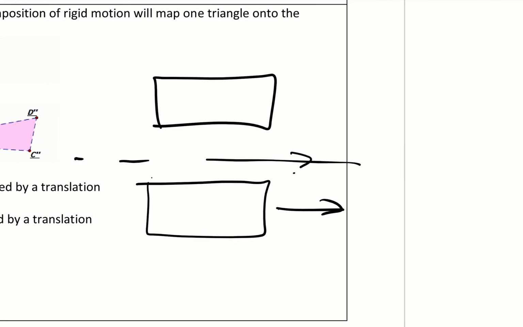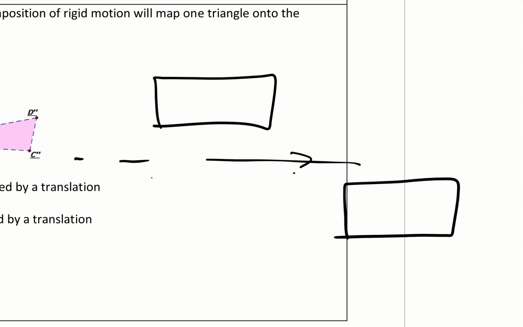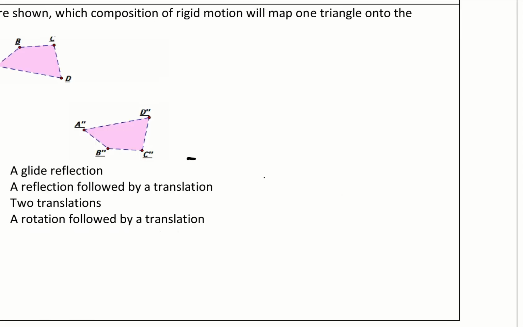So it would be flipped, and then it would be moved. And that right there will be a glide reflection, okay? So that's what a glide reflection is. So let's see if that works.